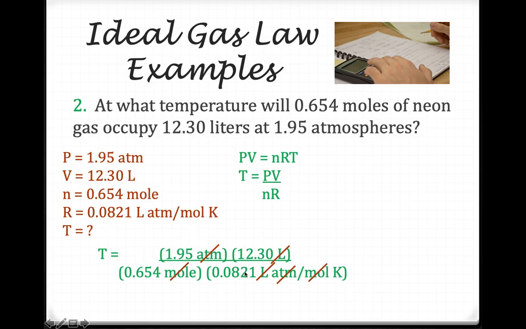Multiply on the top, divide, divide. It looks like I can keep 3 sig figs, since each value has 1, 2, 3. So when you get the answer on your calculator, round it off: 444 or 447 Kelvin.